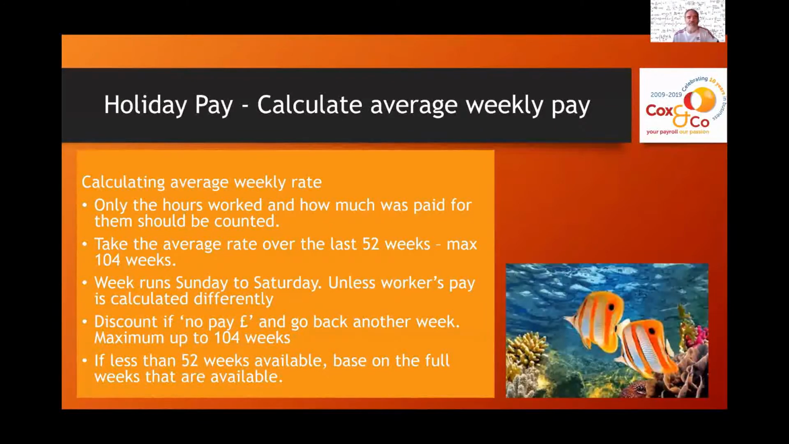The one ray of sunshine within the legislation is that the most you'll ever have to look back is 104 weeks. So you don't have to look back 6 years for someone who's been with you 6 years, which is a positive bonus. But you do have to look back 104 weeks if you can't get 52 clean weeks within that 104-week time frame. You've got to keep going back until you get 52 clean weeks where an employee's been paid for work they've carried out. So that's a difficult task.